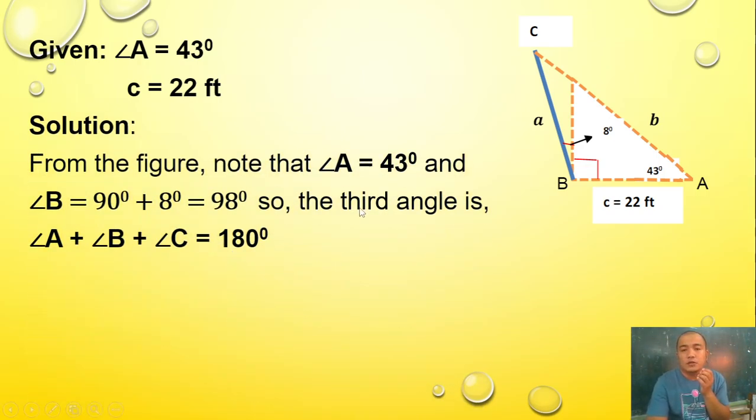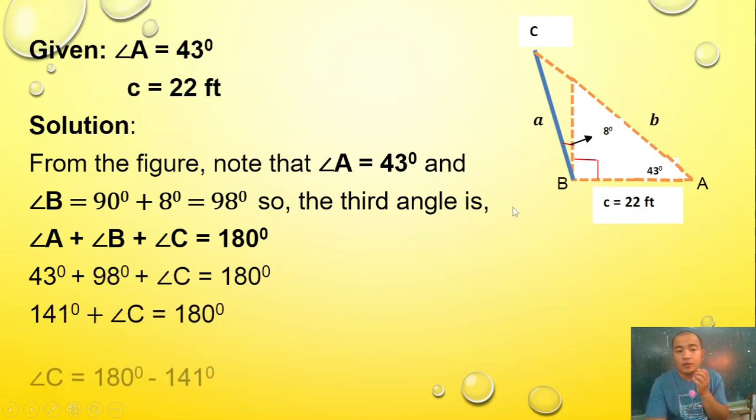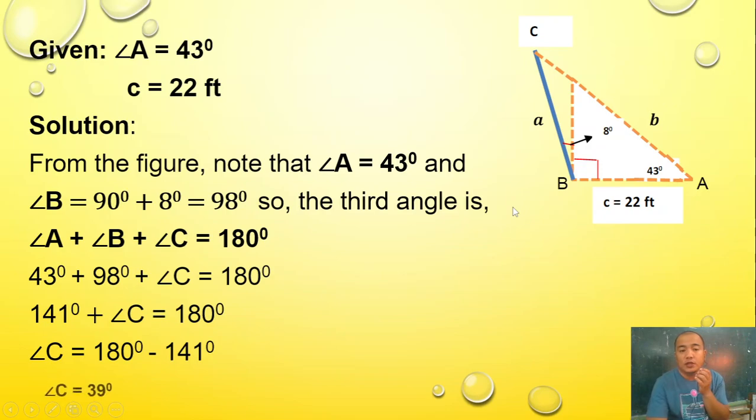So from the figure, note that angle A is 42 degrees, and angle B is 90 degrees plus 8 degrees, so 98 degrees yung angle B. So the third angle is 180 minus 98 minus 43. So 180 minus 141 degrees is 39 degrees. Yun yung measure ng angle C.